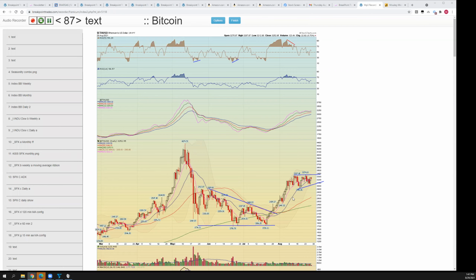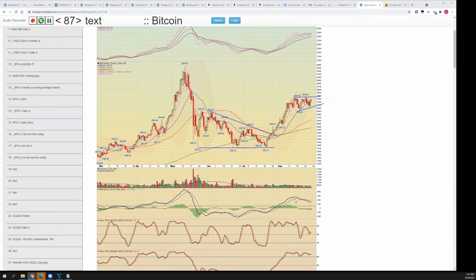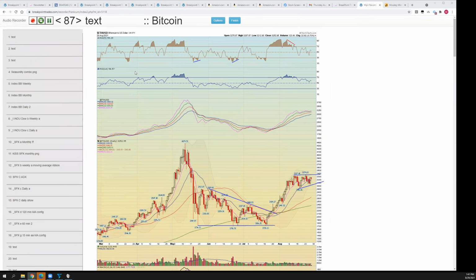Ethereum here. Again, we already talked about this. You can see it's in this kind of sideways pattern. Could be a bullish setup, perhaps.